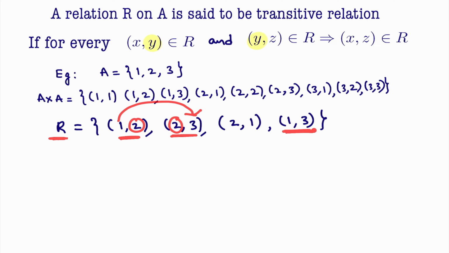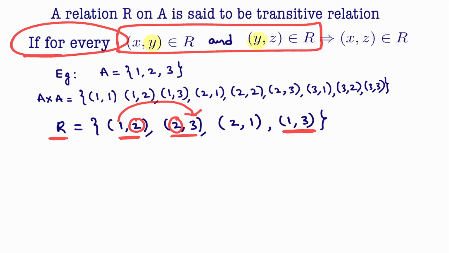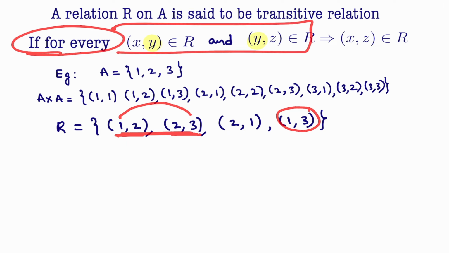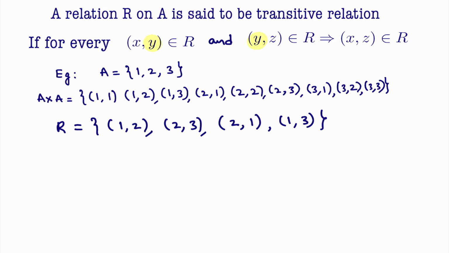Can we say like that? No, you cannot say like that, because you need to check for every such pair of ordered pairs. You just checked only for these two, (1, 2), (2, 3), where (x, z) is (1, 3). Like that, you need to check for every such pair. I hope you are understanding. So here, this ends with 2, this starts with 2. Yes, checked here.